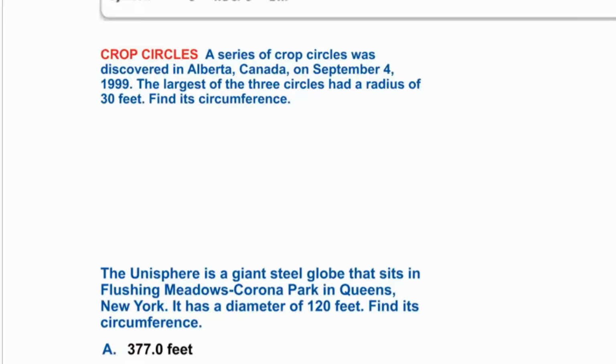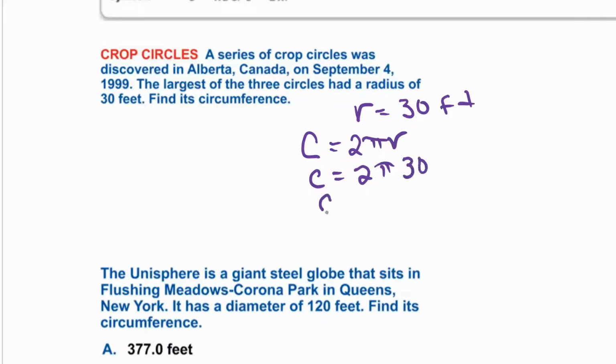A series of crop circles was discovered in Canada on September 4th, 1999. The largest of the 3 circles had a radius of 30 feet. And it's asking us to find the circumference. So circumference is 2 pi r, which is 2 pi times 30. The exact answer would be 60 pi feet. If I put that into the calculator and round it, I would get an answer of 188.50 feet.